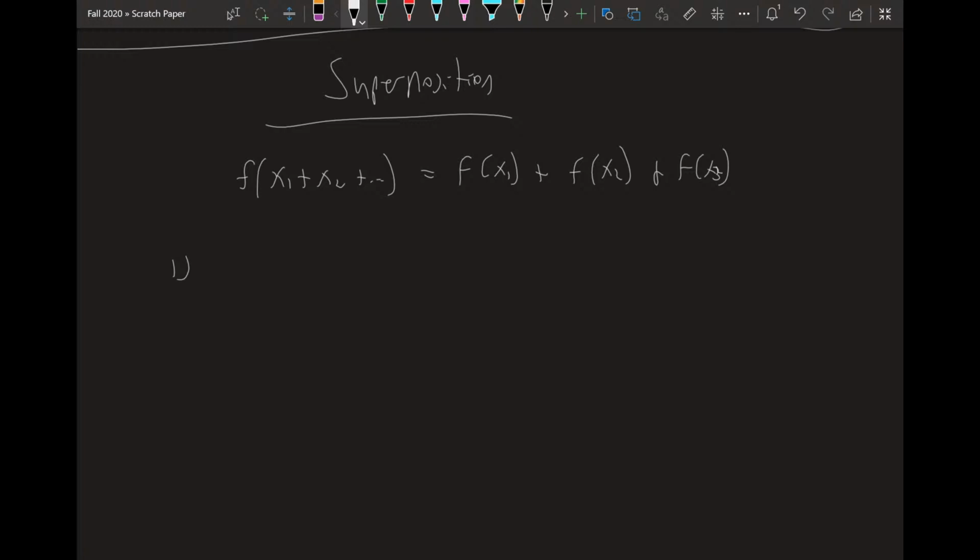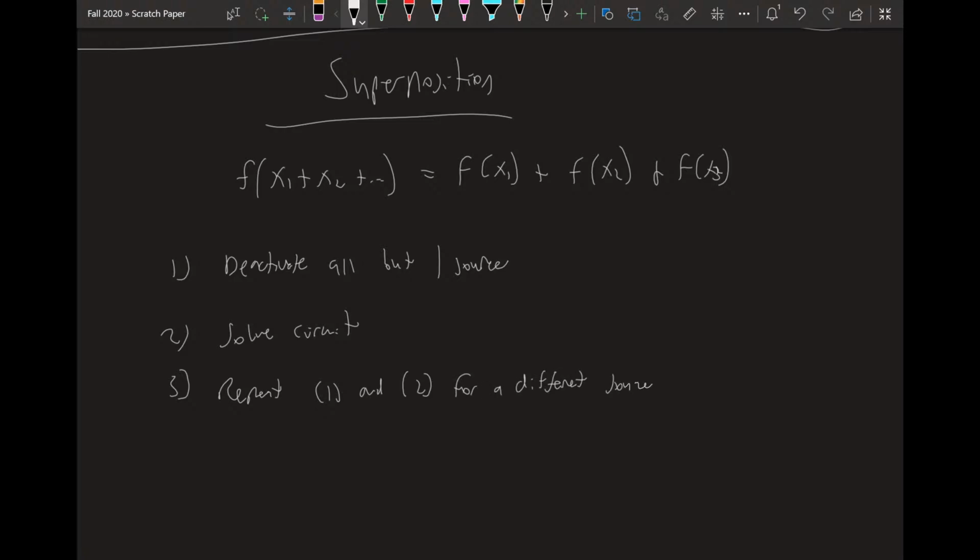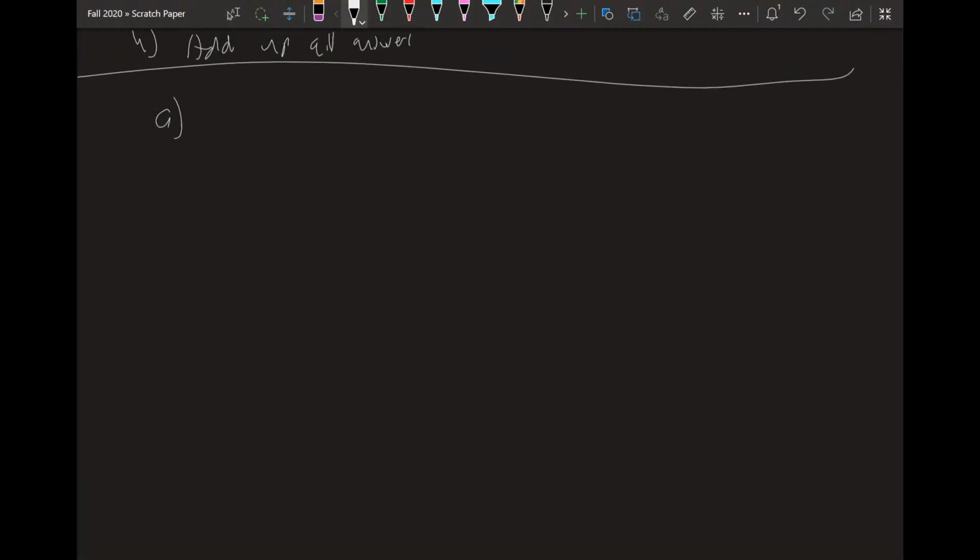So the steps to do this: you're going to deactivate all but one source. Then you're going to solve the circuit using whatever method you want for whatever output it's asking for. You're going to repeat 1 and 2 for a different source. And at the end, you're going to add up all answers to get your final answer. So this is convenient in cases where sources really get in the way. So to illustrate this, I have one example of an inconvenient circuit to solve without superposition. So the problem is, let's find Ix and Ix in the following circuit.